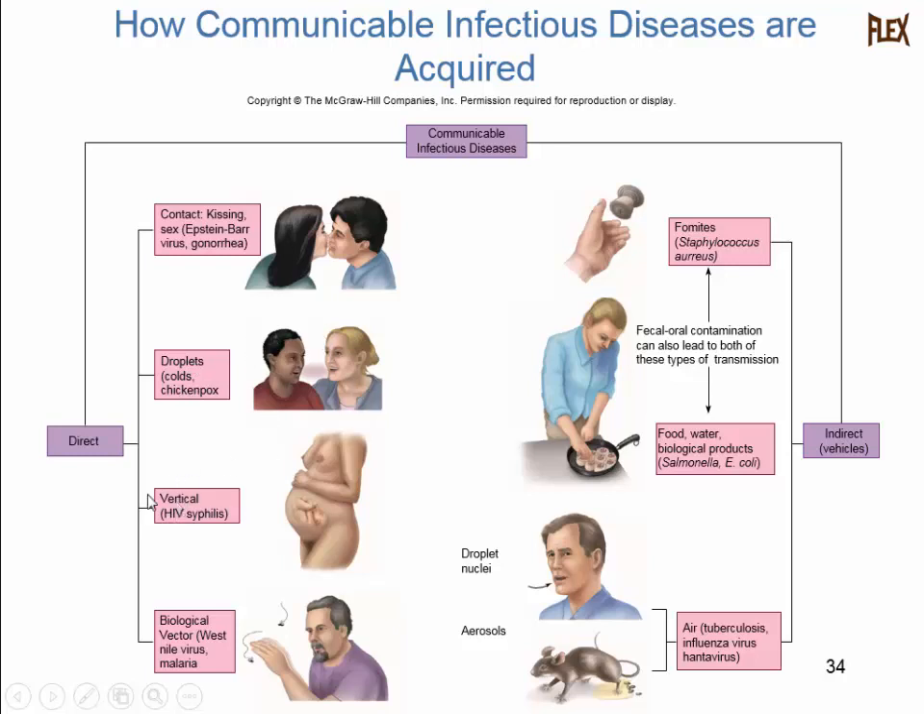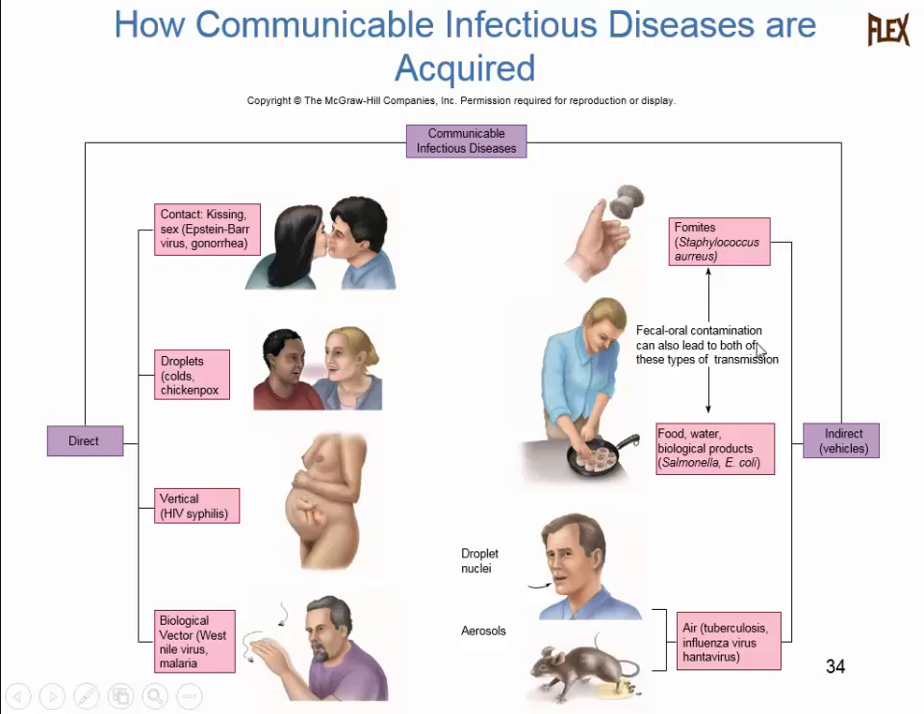Vertical transmission is from mother to child, so things such as HIV or syphilis can be transmitted from mother to child. There are biological vectors, so West Nile virus is transmitted from mosquitoes, or, for example, malaria from distinct mosquitoes. Indirect mechanisms of transport are fomites, where you come in contact with a contaminated source or doorknob.